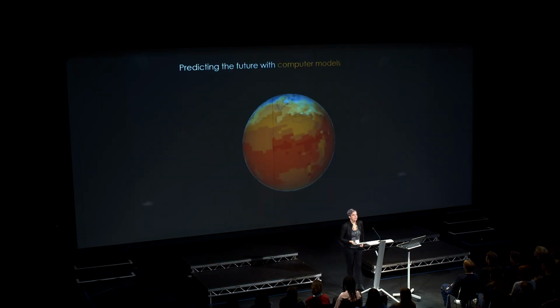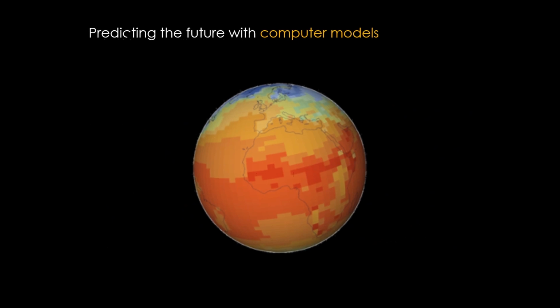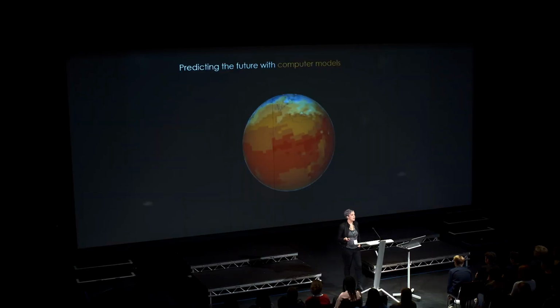So what's going to happen in the future? That's my job as a climate scientist, to try and figure that out and to tell it to you and to tell it to governments to try and make decisions about the future. Now, I work with computer models to predict climate change, and it took me a really long time to even think about the fact that climate models existed, and now I use them in my job.